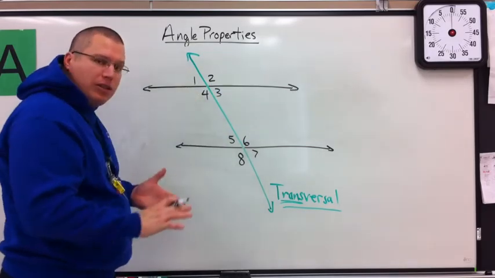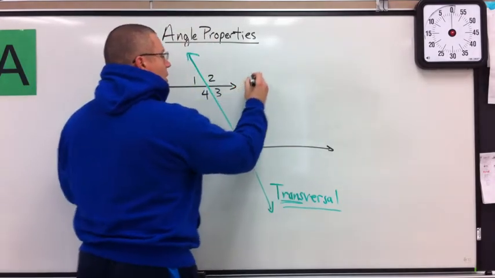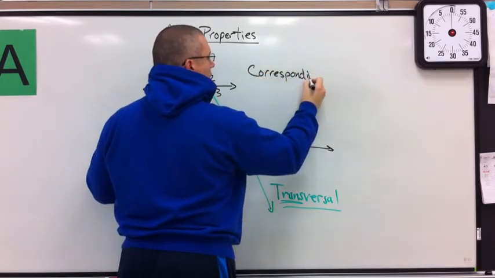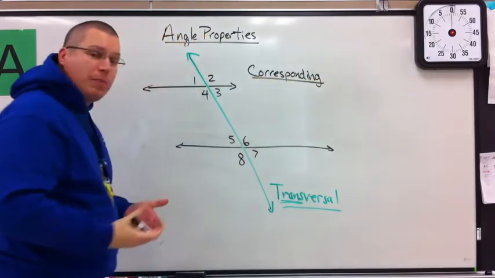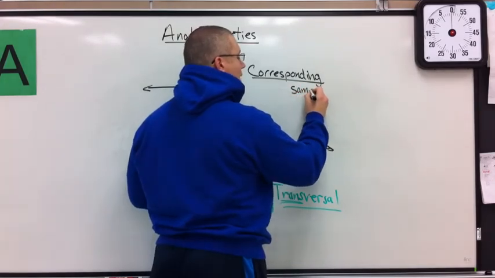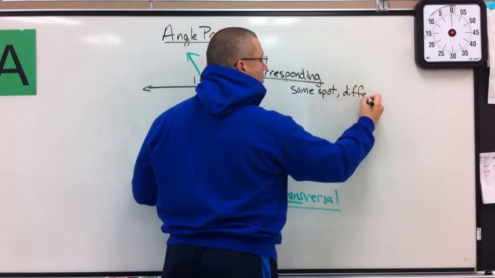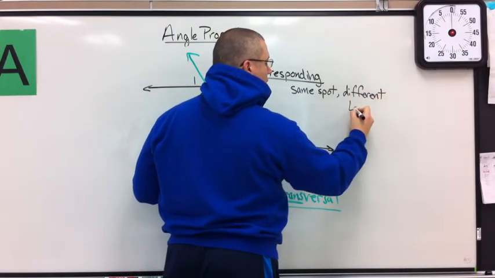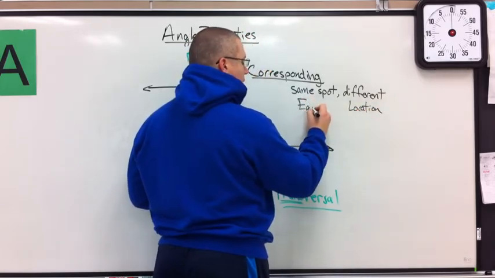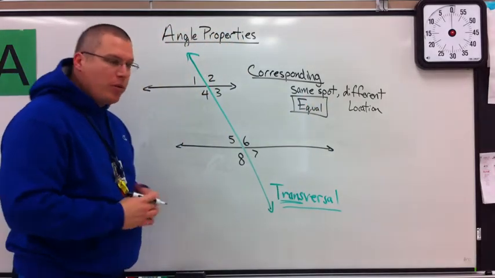So what we're going to do is talk about just a few definitions here. What I want to look at now is corresponding angles. Corresponding angles are angles that are in the same spot but a different location. And the big thing is they're equal to each other. So let's see what we can do with this.